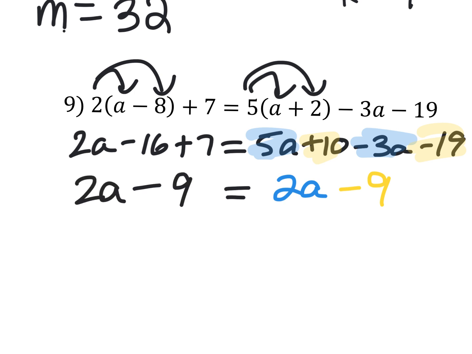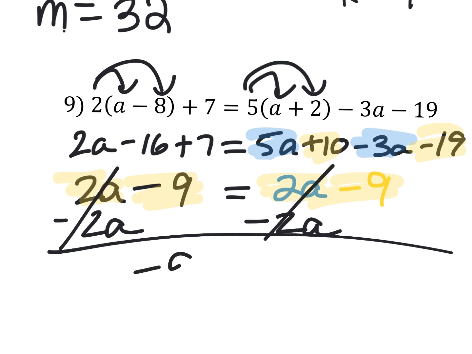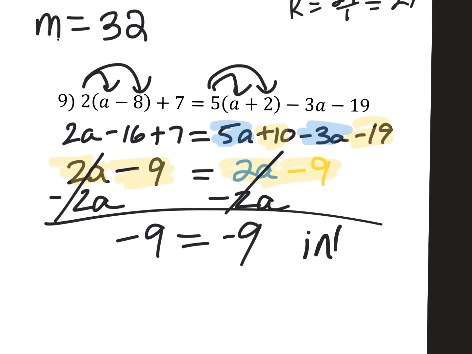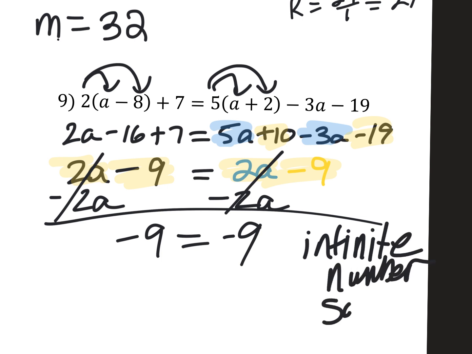Do we notice anything weird about this one? Exactly the same variables on both sides. 2a, minus 9, minus 9. What do you get when you've got exactly the same two things on both sides? We are going to get an infinite number of solutions. If you didn't notice that, when you go to cancel out the variable, you notice it's going to cancel, and you're left with negative 9 is equal to negative 9. Either way, whether you noticed it earlier or not, this is an infinite number of solutions.